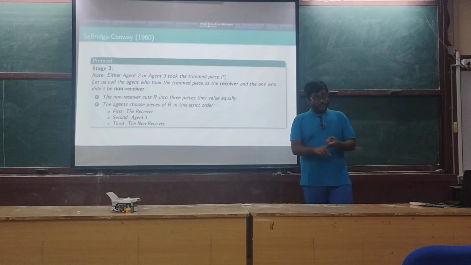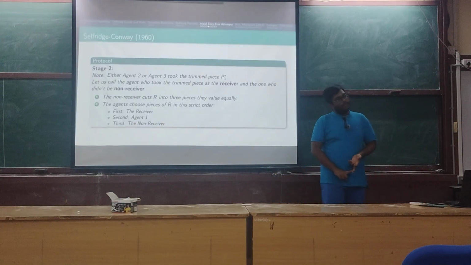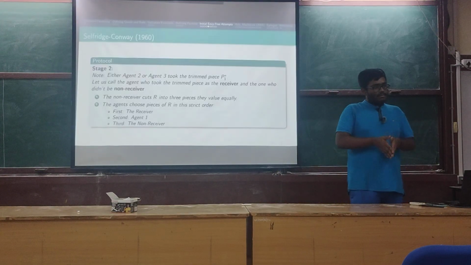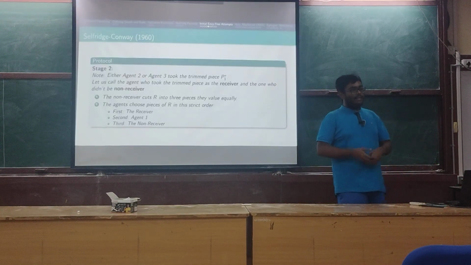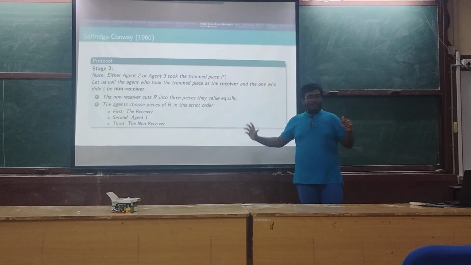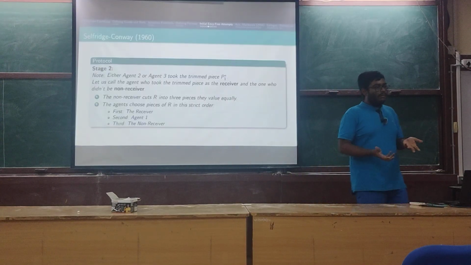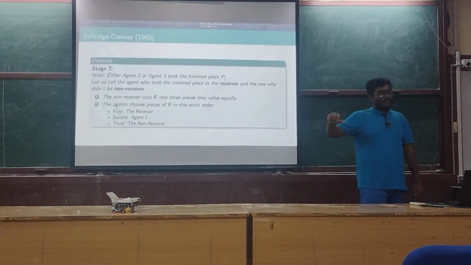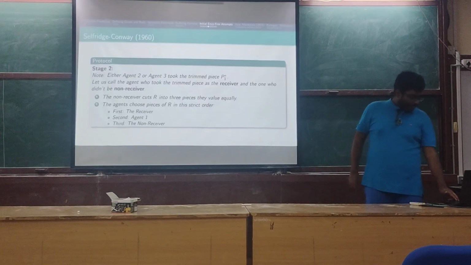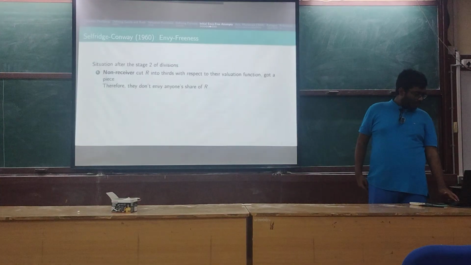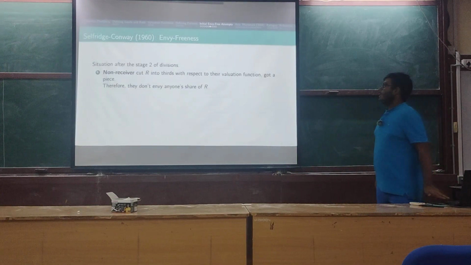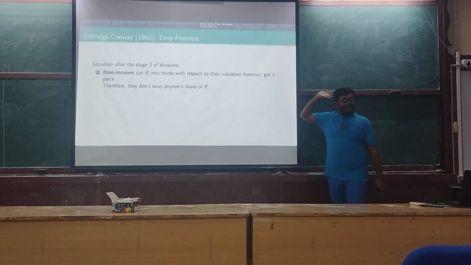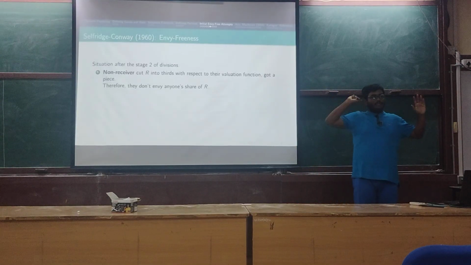So the non-receiver cuts, and the non-receiver chooses last. Because otherwise, imagine them choosing first, they would just cut it and get the best slice, and other people wouldn't get their chance. What if they chose the best one for them, right? So they go last, and the receiver and agent 1 alternate like that. Now let's talk about the envy of this situation. The non-receiver cut into thirds with respect to their evaluation function and got 1 piece. It's easy, they are not envious.